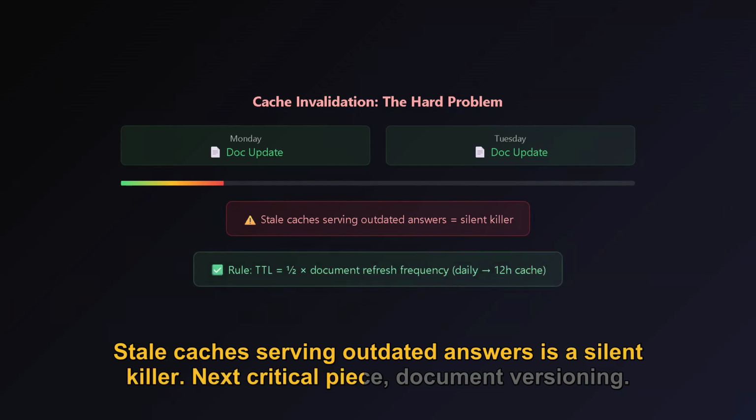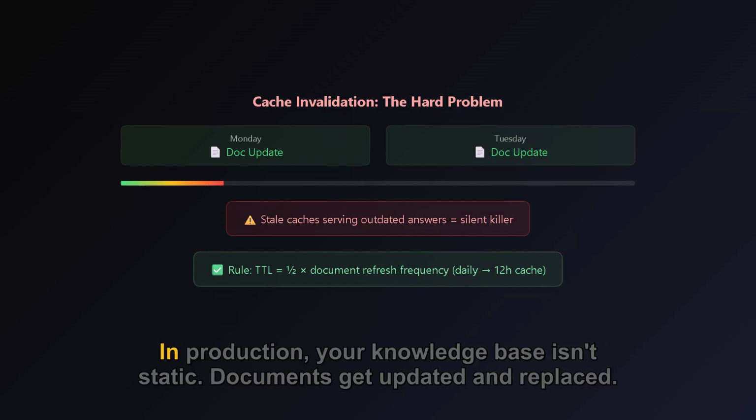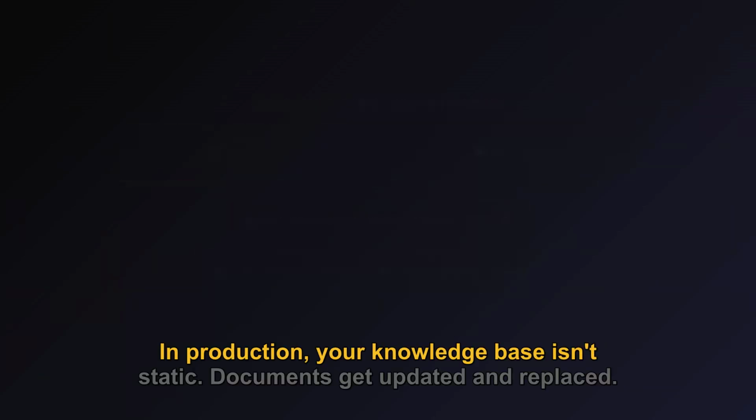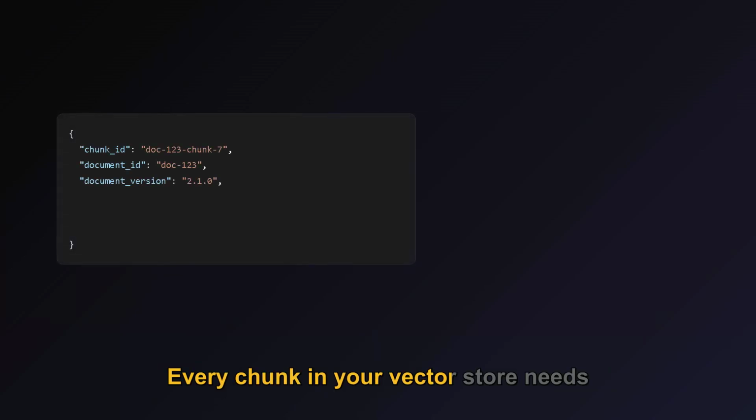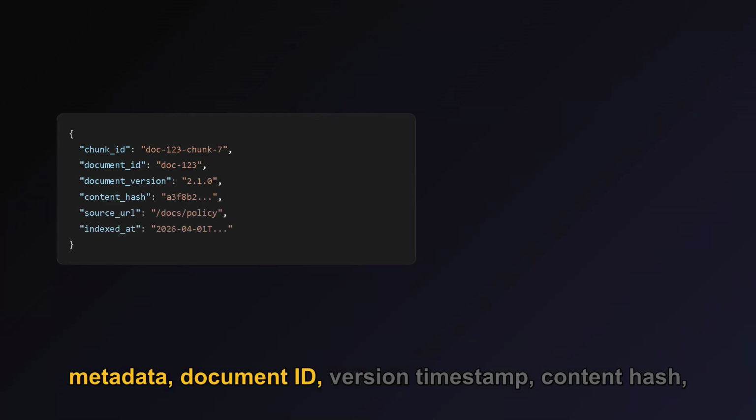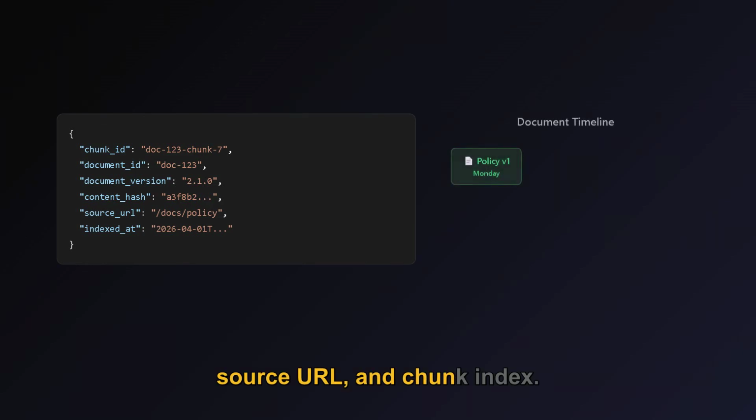Next critical piece, document versioning. In production, your knowledge base isn't static. Documents get updated and replaced. Every chunk in your vector store needs metadata: document ID, version timestamp, content hash, source URL, and chunk index.